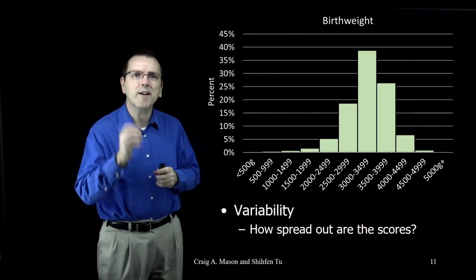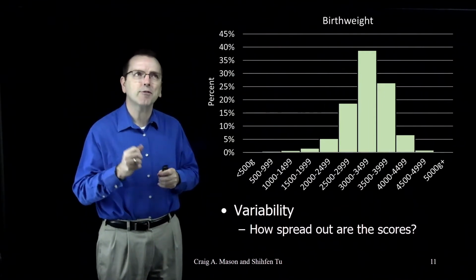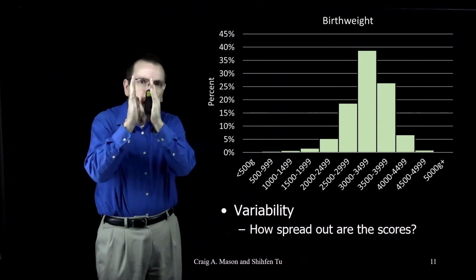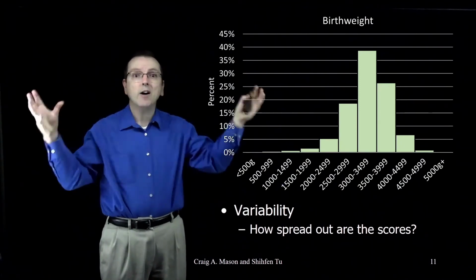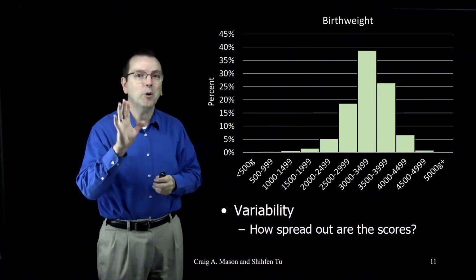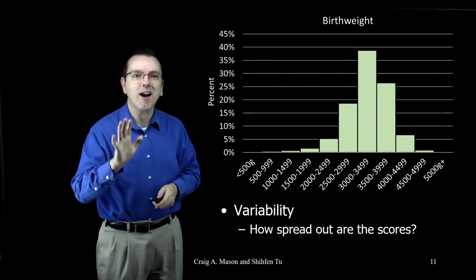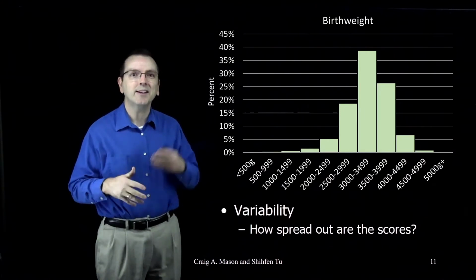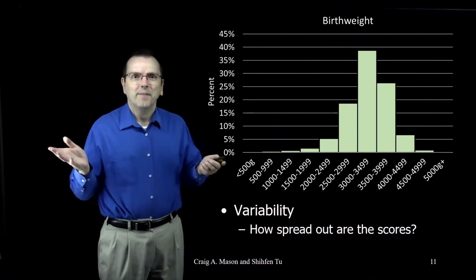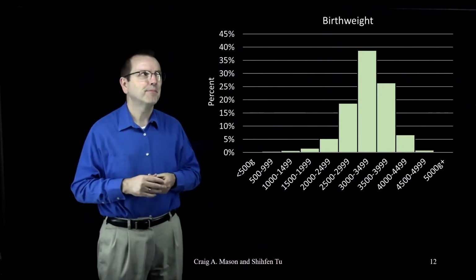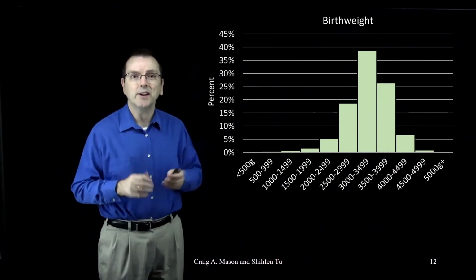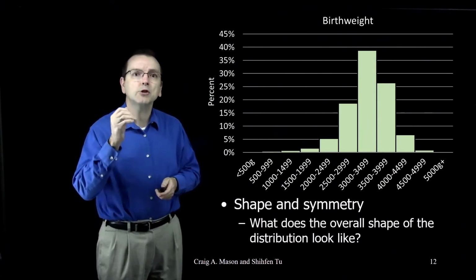As you can see, variability is a key feature for any data. Is everybody close together near the middle, or are they all spread out across a large range of scores? Again, we're going to spend a lot of time using variability in different ways to help us understand everything.